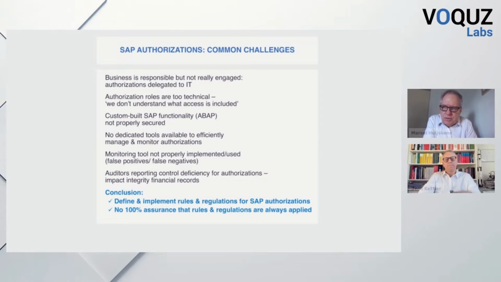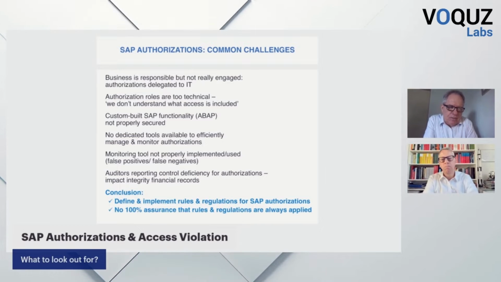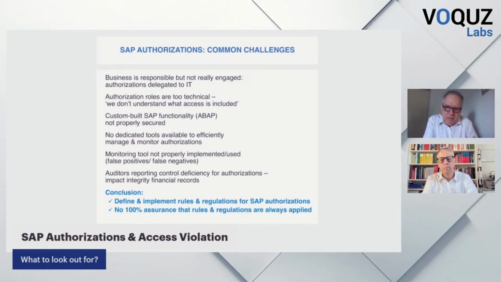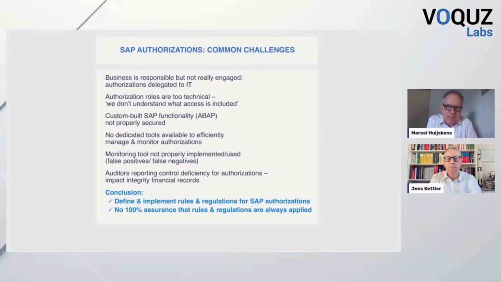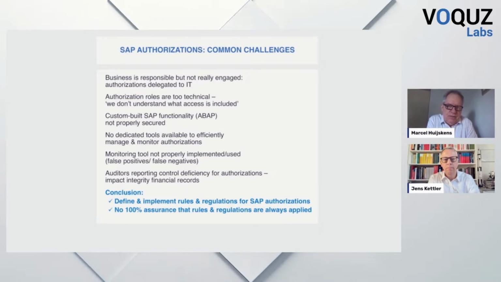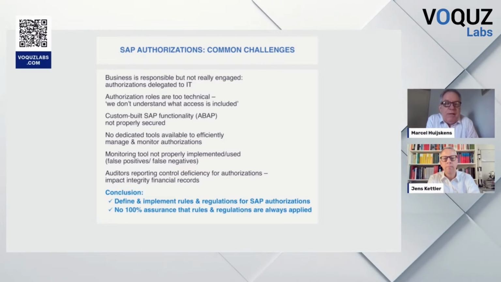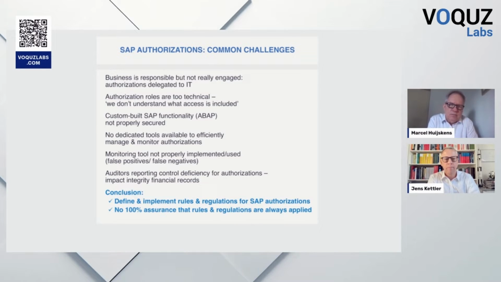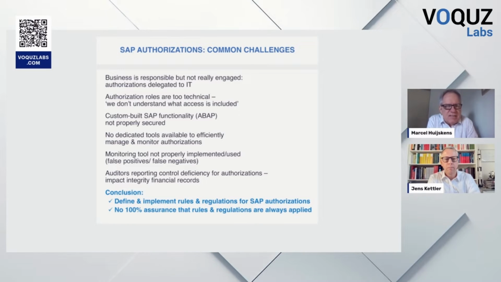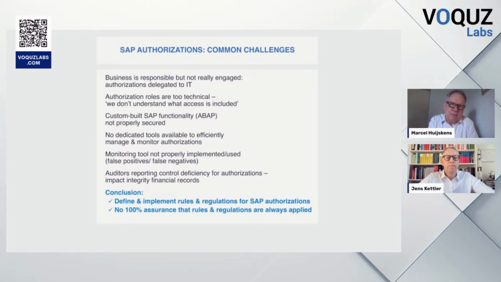In conclusion, the challenge is that you have to come up with a set of rules, regulations, policies and procedures for how you want to deal with authorizations. But once you have defined it, you must also be able to implement it. Of course, you will monitor it, but you will never get 100% assurance that everything is always applied. You want to prevent bad things from happening because of mistakes or excessive authorizations. You'll never be 100% sure, but that's the challenge: how can we get the percentage as high as possible?